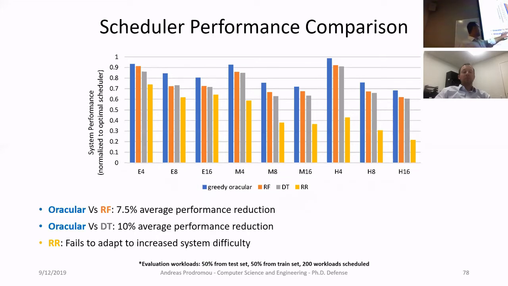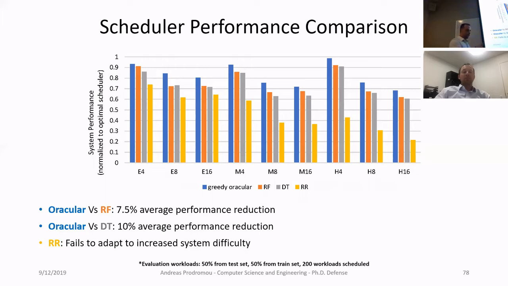So comparing the random forest against oracular, which I should point out is not realistic. We can't really have that in most cases. We lose 7.5% of performance on average across all systems. Decision trees, which are much cheaper than random forests, we lose 10% of performance. And we see the linear model failing to adapt to the increased difficulty of the underlying model.